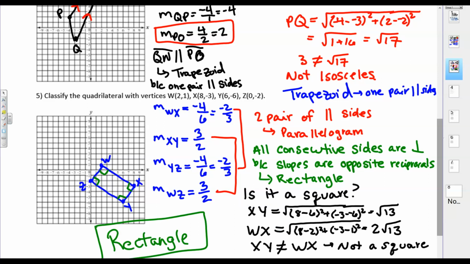So when I find the length of segment XY, I get √13. And when I find the length of segment WX, I get 2√13. XY does not equal WX. So this is not a square. Therefore, I fall back and realize that it's just a rectangle. And that's my conclusion for number 5.